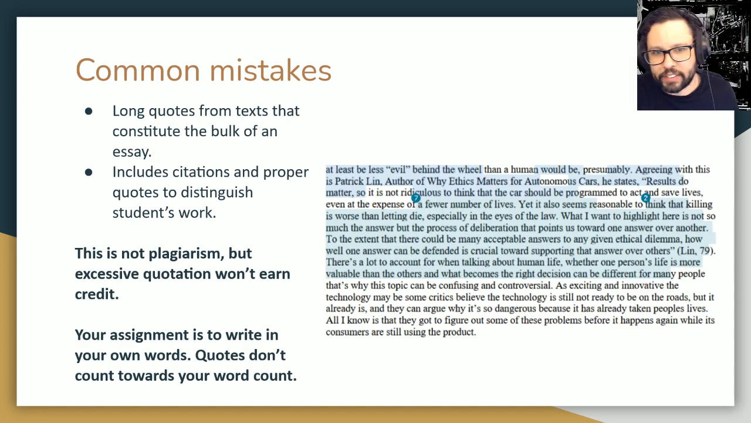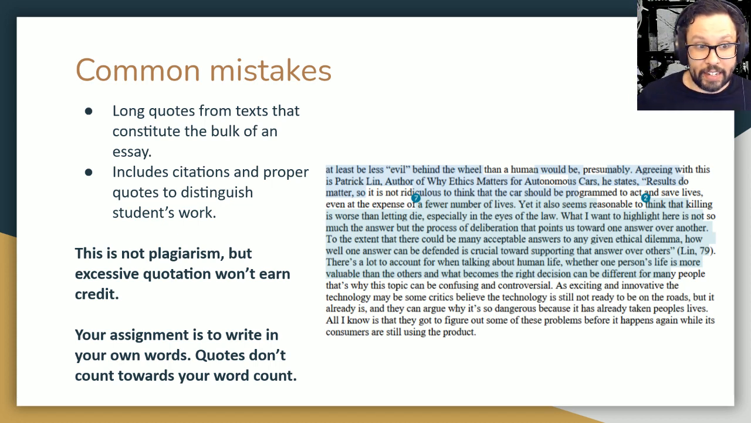One more example. Here's an example with a long quote that is properly cited. You can see here the student says, agreeing with this is Patrick Lynn, author of Why Ethics Matters for Autonomous Cars, who states, and then there's this quote. But you can see this quote goes all the way down to here. So this is, again, 1, 2, 3, 4, 5, 6, 7 lines of text in their short 350-word essay. 7 lines of it were taken from this quote.